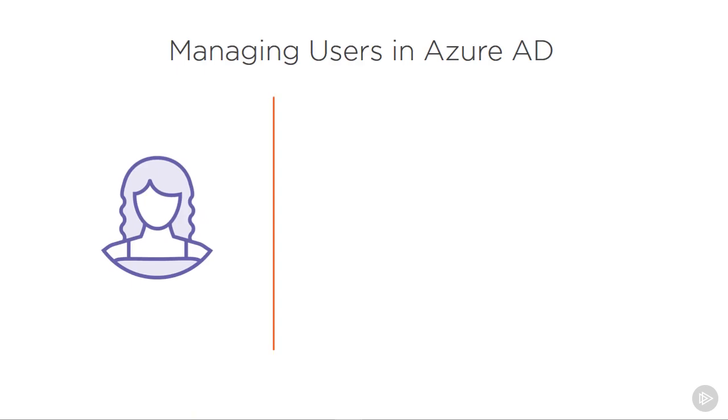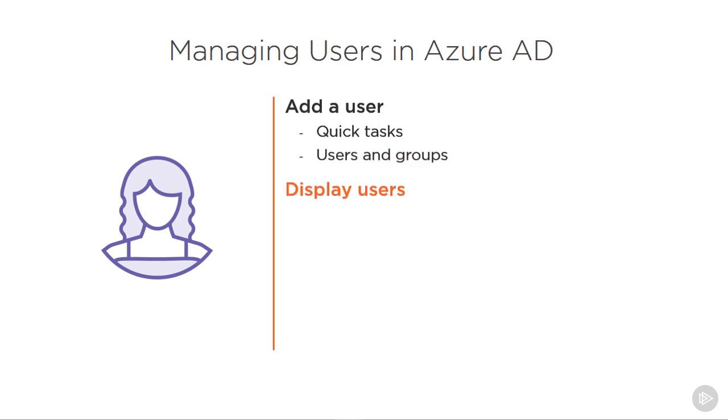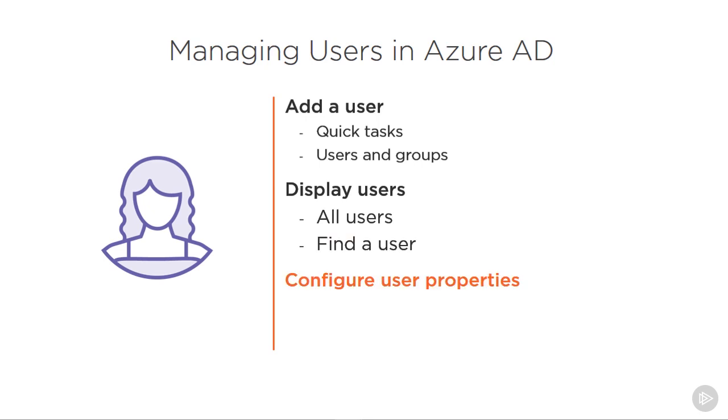So first off, when we're looking at managing users in Azure AD, we've got a few things we can do. We can go in and add a user, and we have a couple ways we can do that from inside that interface. We can go into quick tasks, which we'll see when I go into the demo, or we can go over the users and groups. We can also display users a couple different ways. We can do so by locating them through the All Users interface, or we could use the Find a User to locate a specific user. Once we've located a user, we can configure their properties, and we can do so using one of two ways: managing options or the profile.